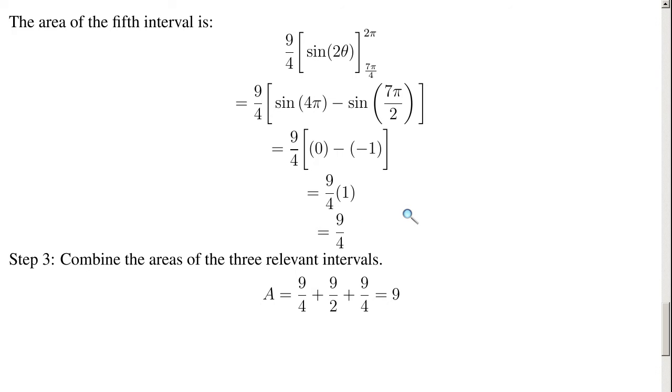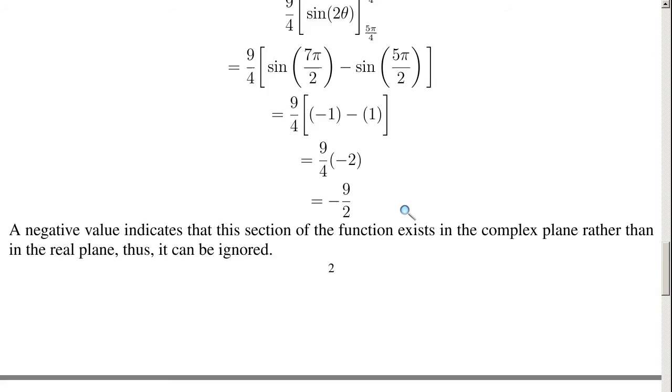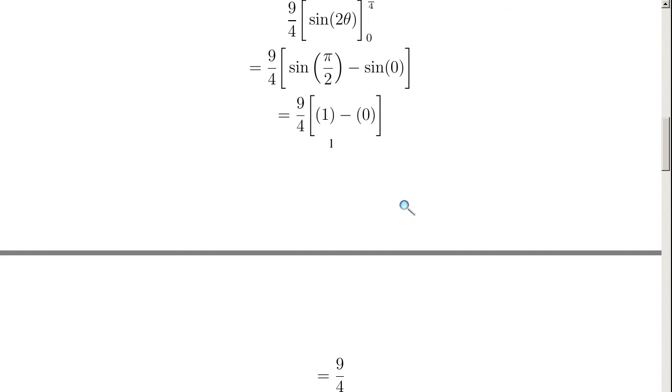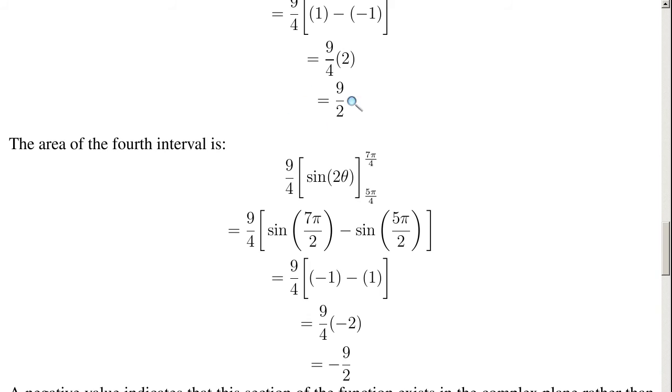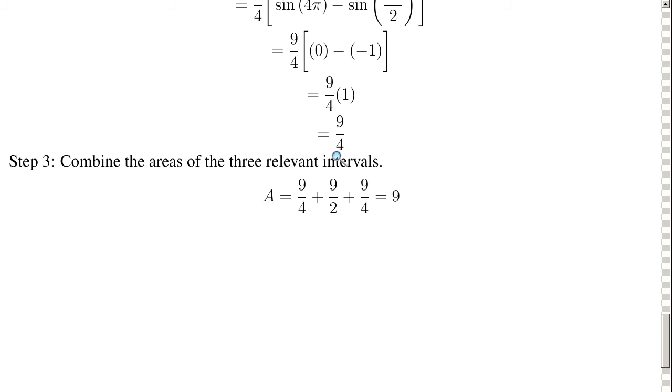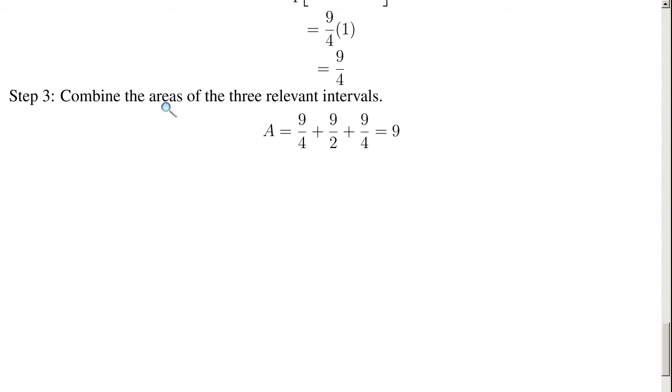So as we saw, there are 5 intervals. 3 of those intervals, or sections, had positive values. 2 of them had negative values. The negative values we can ignore completely. The positive values we have to add up. So going back and looking through our work here, we had a positive 9/4, a positive 9/2, and a positive 9/4. So step 3 is combine the areas of the 3 relevant intervals. Total area is equal to 9/4 plus 9/2 plus 9/4. Answer, 9. And that's your final answer.